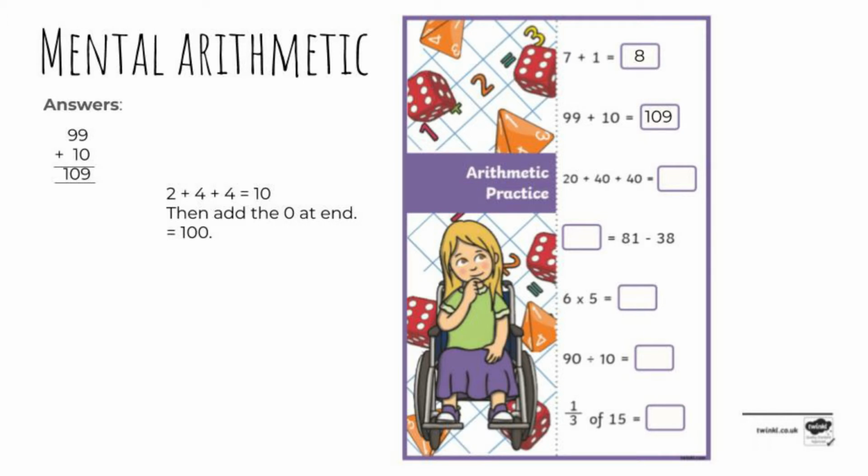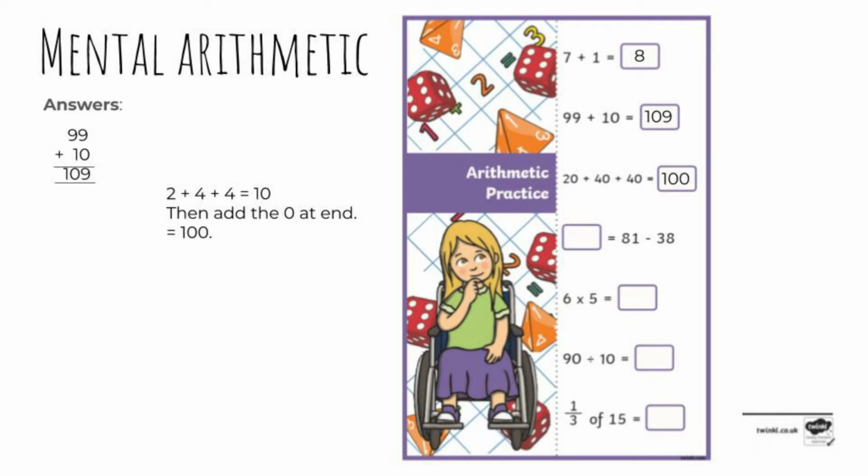So 20 plus 40 plus 40. Now, all of these numbers, they're in the tens, so we can take off the zeros and add 2 plus 4 plus 4. That equals 10. Remember to add the 0 back on, so we have 100.